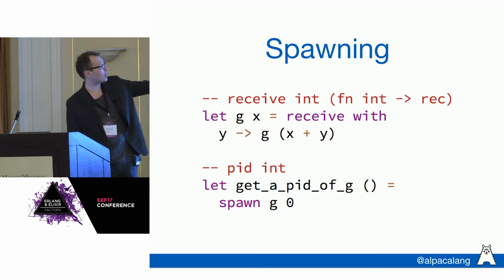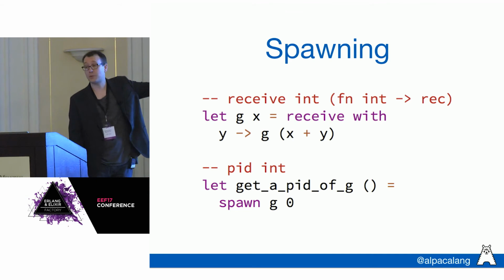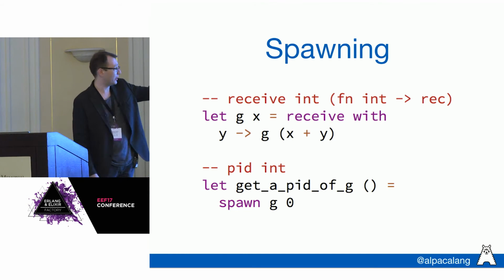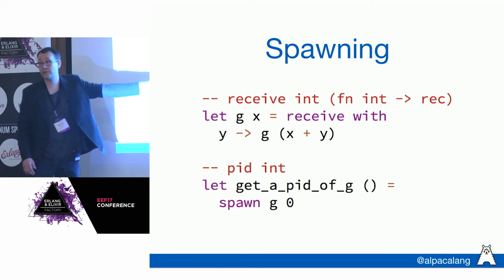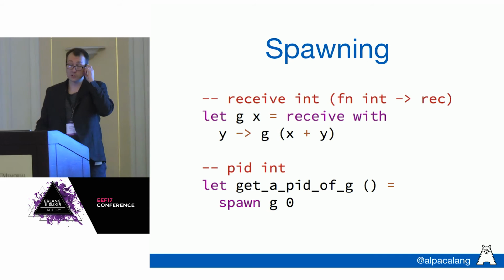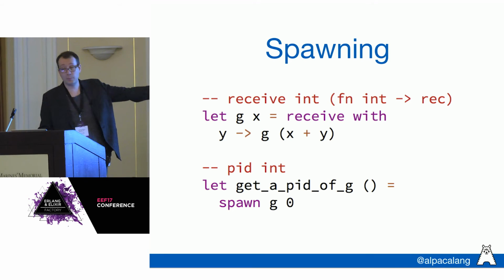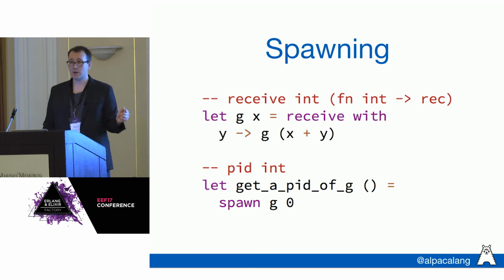Here at the top, we're receiving integer messages. We know they're integers because we're doing simple addition on them. In the bottom, we're spawning that. So when we actually spawn G here, we get a PID of integers. Pretty straightforward. If we send that process, the PID of G, a float, type error at compile time, doesn't proceed to tests, doesn't make it to a beam file.